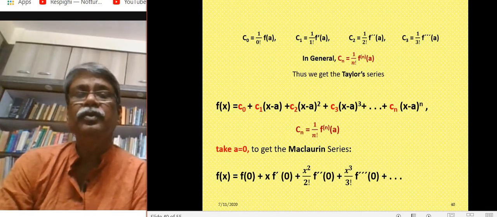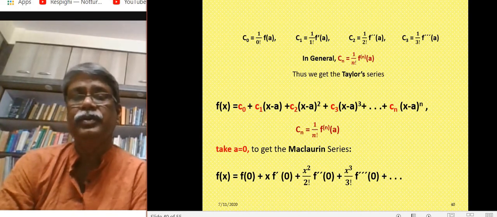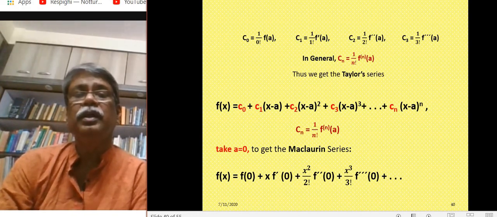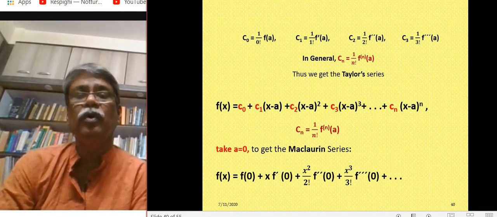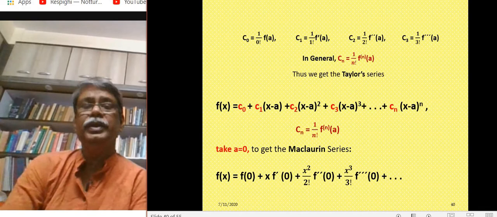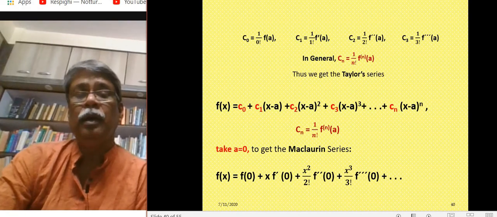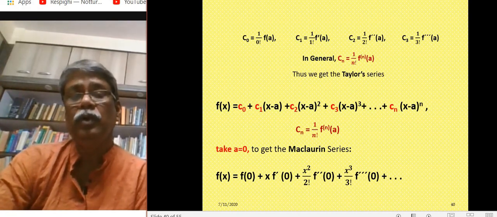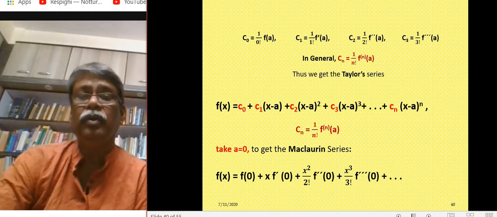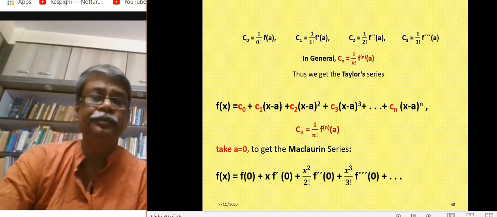So C0, you see, is 1 by factorial 0, that means 1, and f(a) with a equal to 0 means f(0). So it is simply f(0). And now the next term is x minus 0, a is 0, so x, and C1 you will get from here, that is the first derivative at 0, so f prime 0 into x, and similarly you get C2 from here and x square, so it should be x square by factorial 2 f double prime 0 and so on, x cube by factorial 3 f triple prime 0 and so on. So this looks even simpler, but it is restricted to the particular value a equals 0. But Taylor series is around any value a, right?